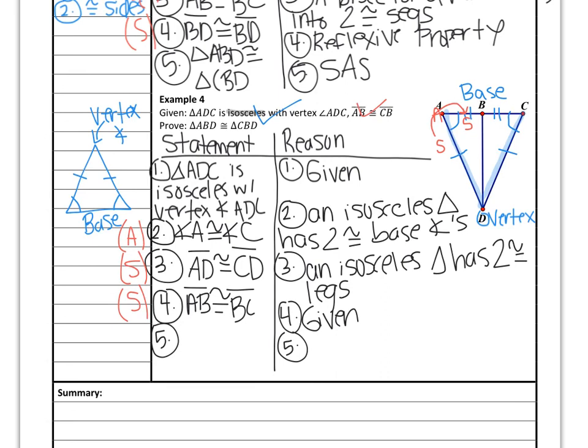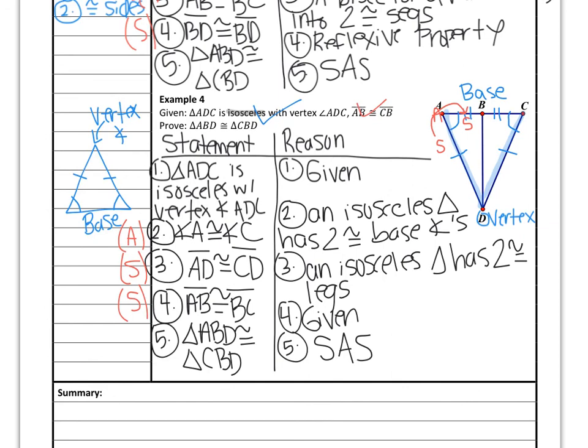Okay, and just a refresher that tick marks always show congruent sides. Those little arcs always show congruent angles. Okay, so we have enough. We have 3 pieces of evidence. So our final statement is triangle ABD is congruent to triangle CBD. And we've got the side angle side theorem.